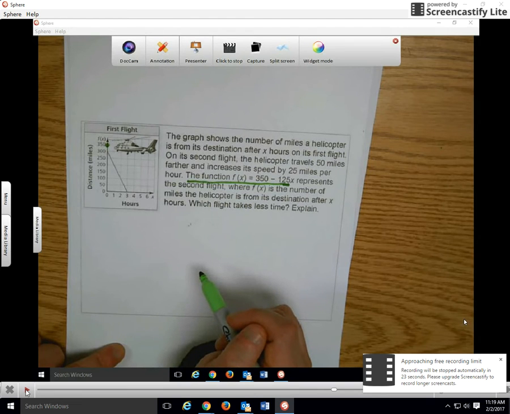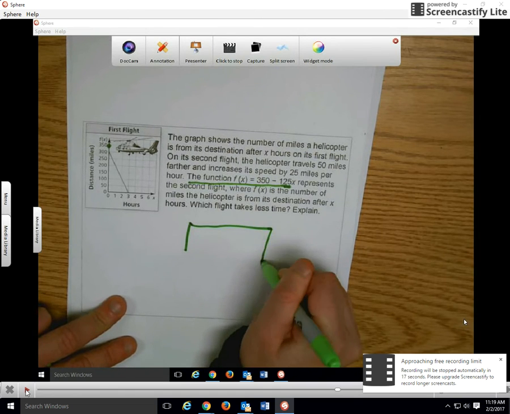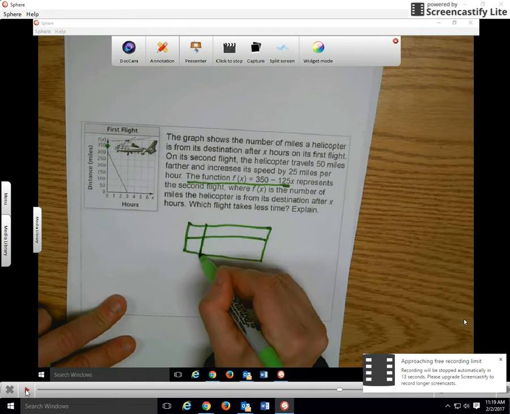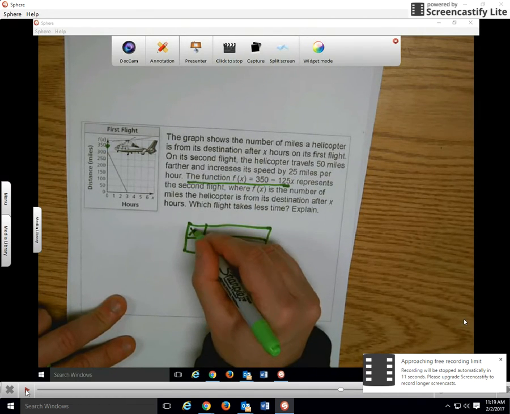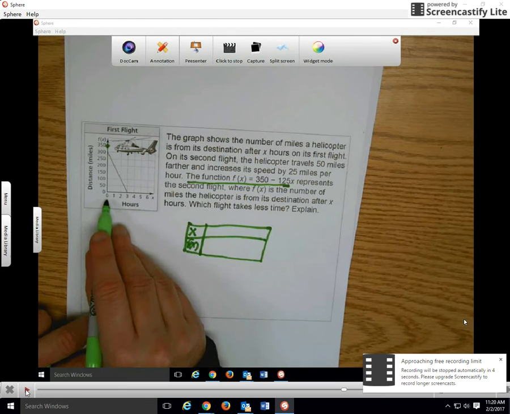Which flight would take less time, the equation or the graph? In order to find out, we would just do the same thing we did a second ago. We'd make our chart. You'd put x in one, f of x in the other. And then you choose values. I'm going to start with these values 0. We already know 0, but we'll start 0, 1, 2.